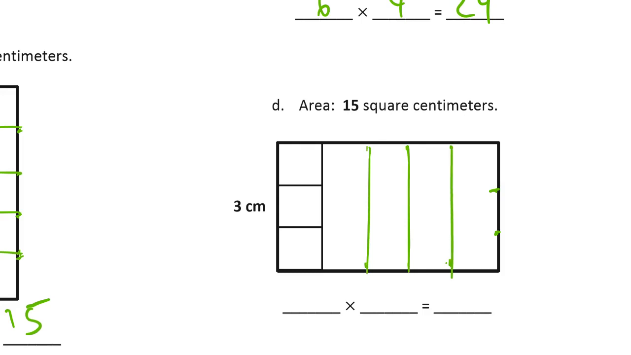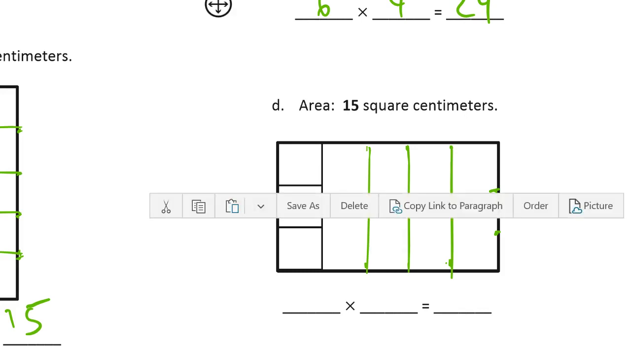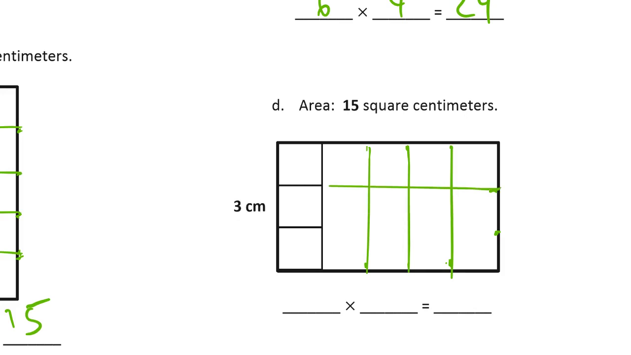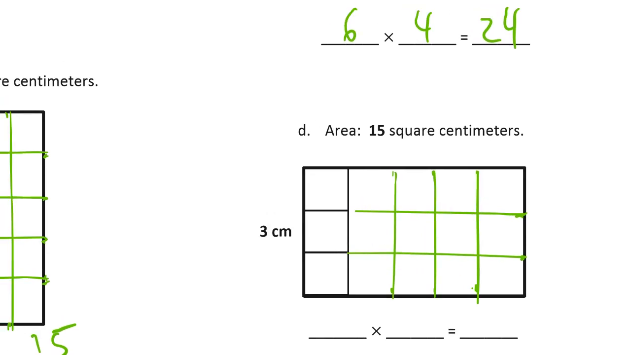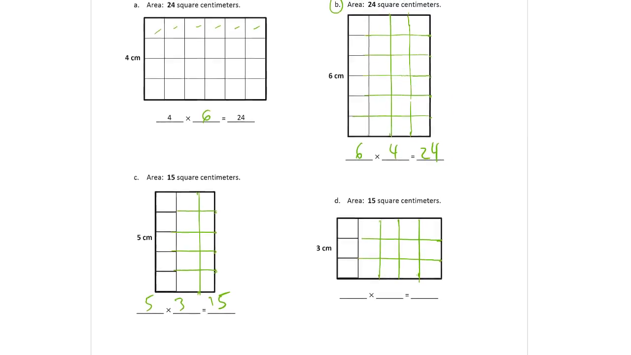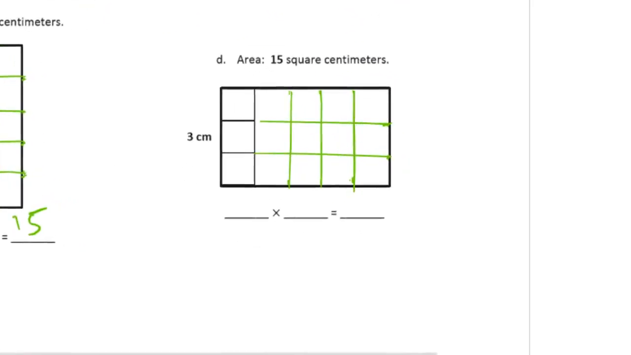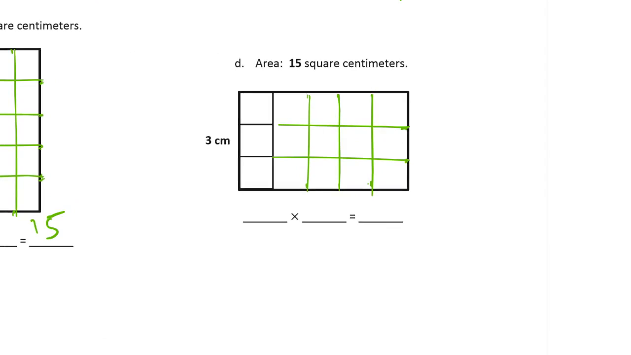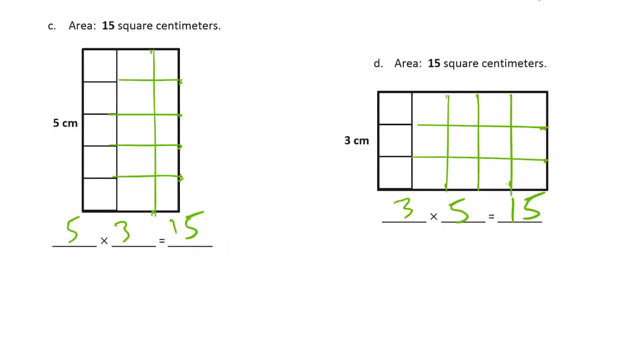There's three. There. And that's three rows of five, three times five for 15 square centimeters. And you'll notice it's the same, right? It's five times three, three times five. It's a commutative property.